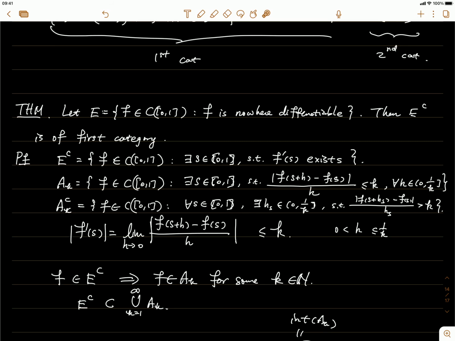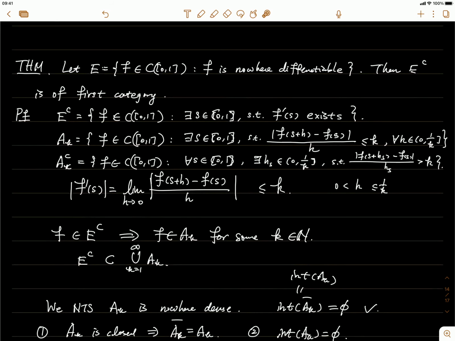Okay, so now let's get a quick review of what we have proved here. We want to show that the set of nowhere differentiable continuous functions, which is this E, is of second category. To show this, we just need to show that the E complement is of first category, because the space here is a complete metric space, so it must be of second category. To show that, we first write down what E complement is. It's the set of functions that are continuous at least at one point between 0 and 1. And then we define AK to be this.